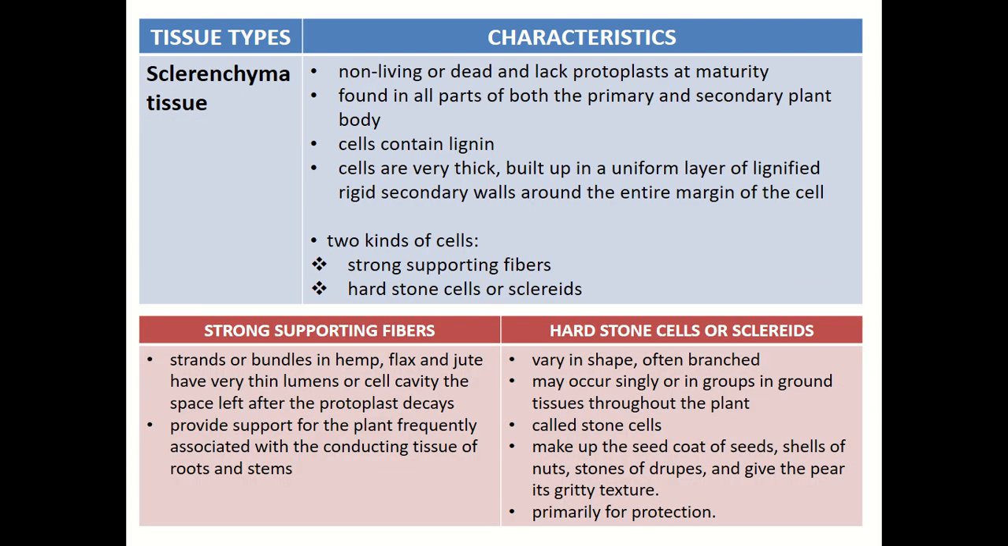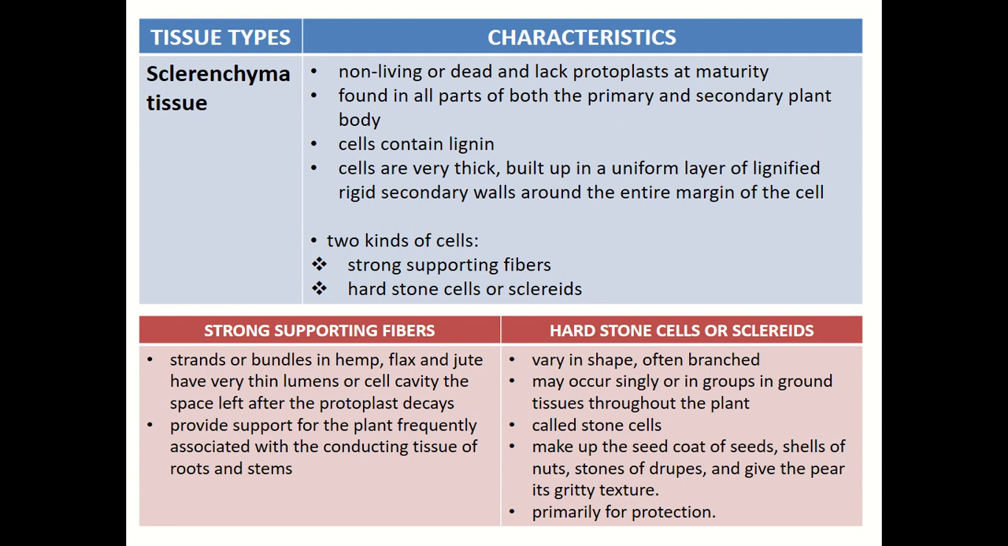Okay, next is sclerenchyma, still under ground tissue of the plant. Sclerenchyma is a non-living or dead tissue that lacks protoplasm at maturity, and it can be found in all parts of both the primary and secondary plant body. The cell also contains lignin, very thick, and builds up a uniform layer of lignified rigid secondary walls along the entire margins of the cell.